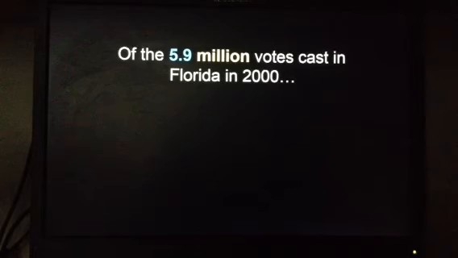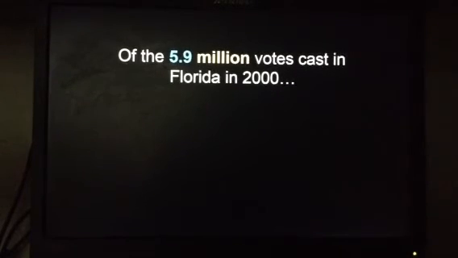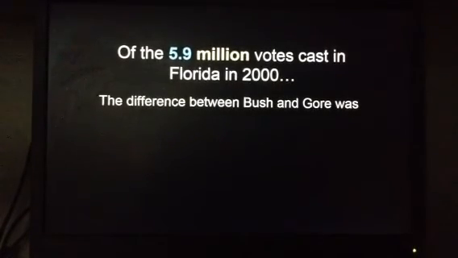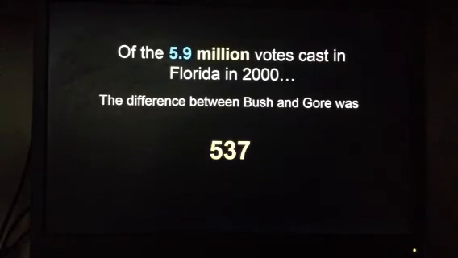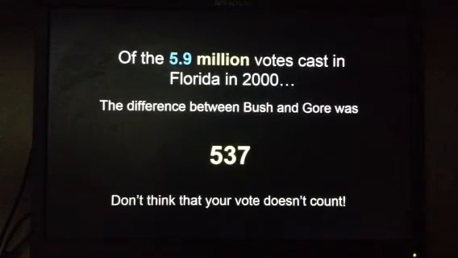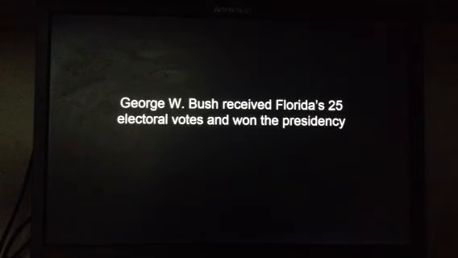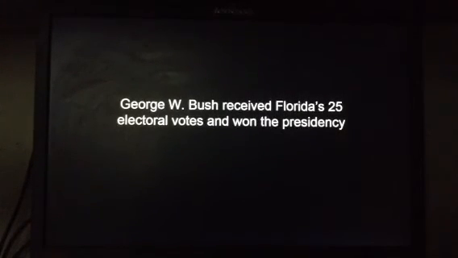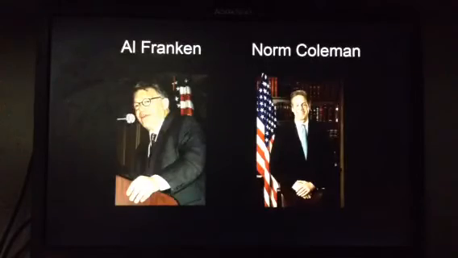Of the almost 6 million votes cast in the state of Florida, the difference between Bush and Gore was less than 1,000 votes. 537, that was it. Don't think that your vote does not count. So by winning Florida, Bush received all 25 electoral votes. It's winner take all, and he became president of the United States. Had Gore won Florida, he would have won those 25 electoral votes, and he would have been the president.